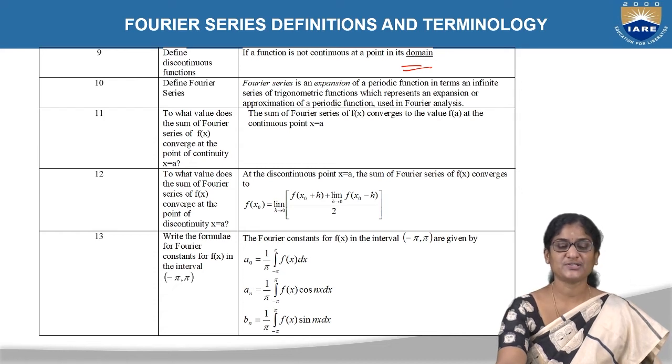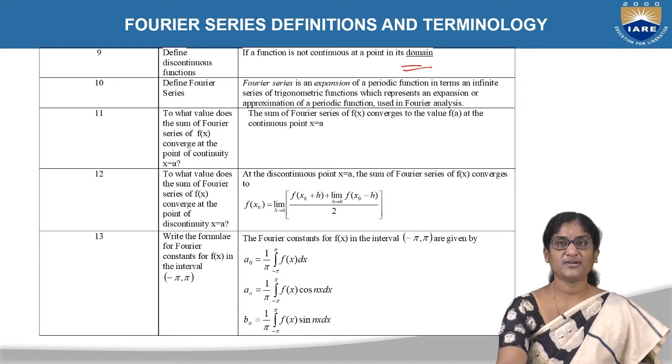Define the Fourier series. A Fourier series is an expansion of a periodic function in terms of an infinite series of trigonometrical functions, which represents an expansion or approximation of periodic functions and is used in Fourier analysis.